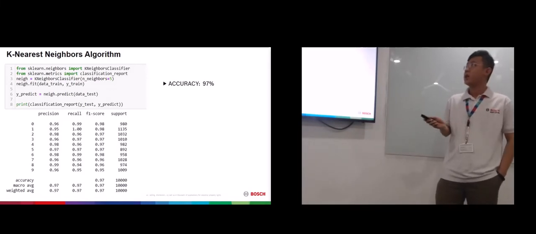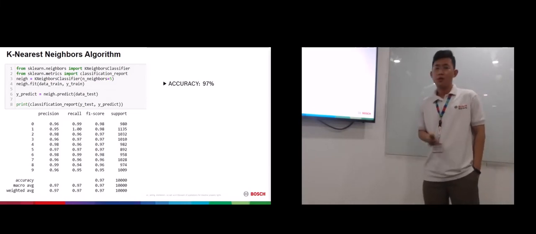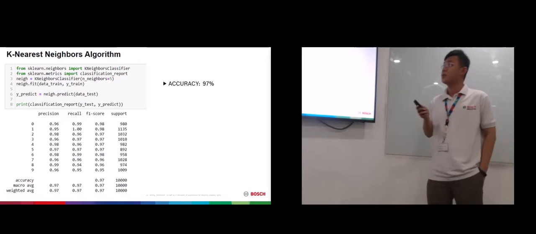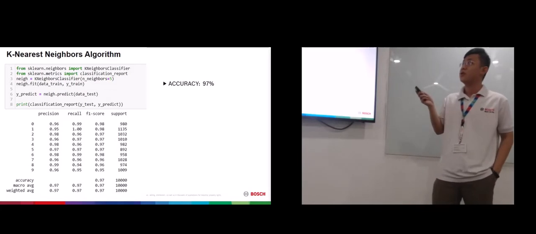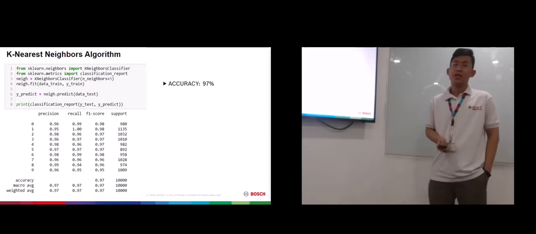The next algorithm is the support vector machine. This is one of the most popular machine learning models in the world, and it is applied in a lot of fields. With this model, you can see we get an accuracy of about 91%. It's quite good. And the next is decision trees.